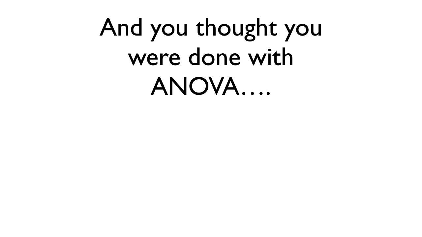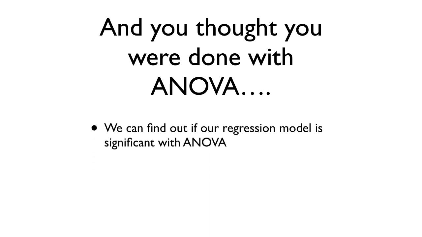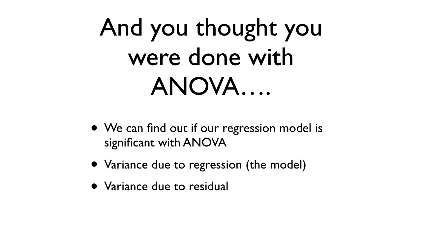Okay? Of course, we're going to analyze this using ANOVA. It's about variance. Just when I thought they pulled me back in. We can find out if our regression model is significant using analysis of variance, because it's just about variance. So we have 2 sources of variation: variance due to regression and variance due to residual.